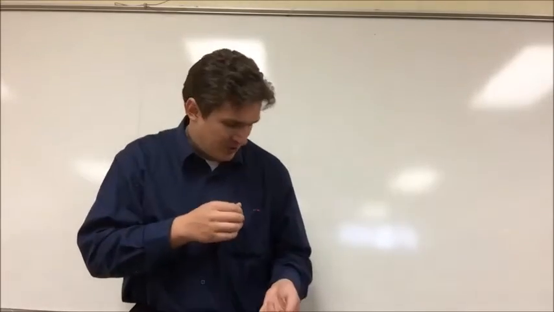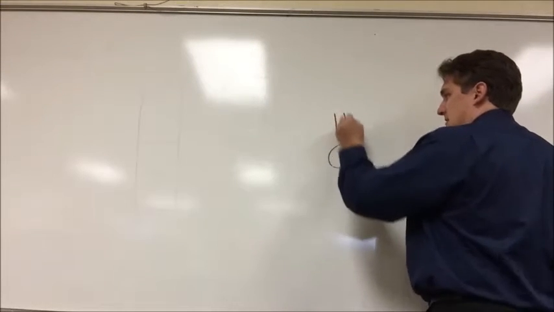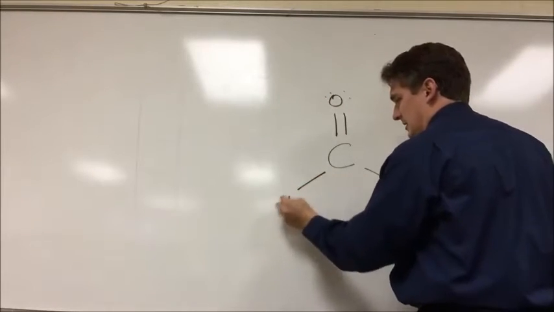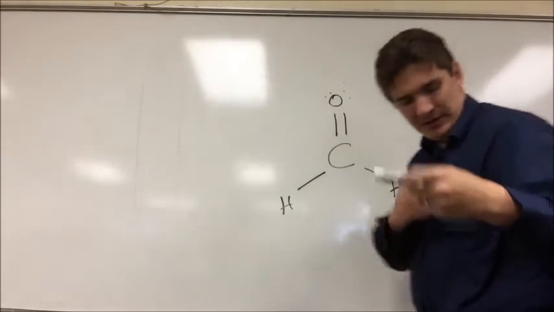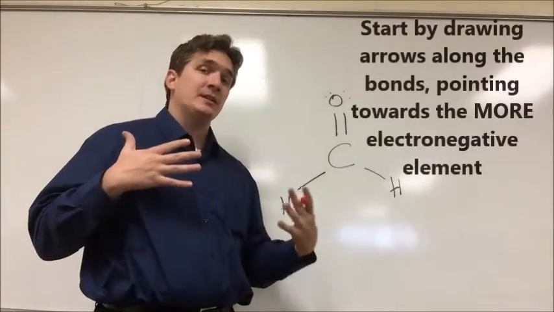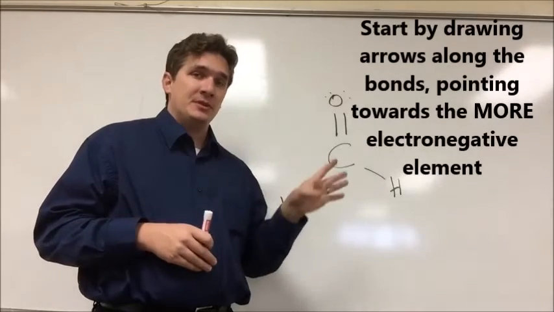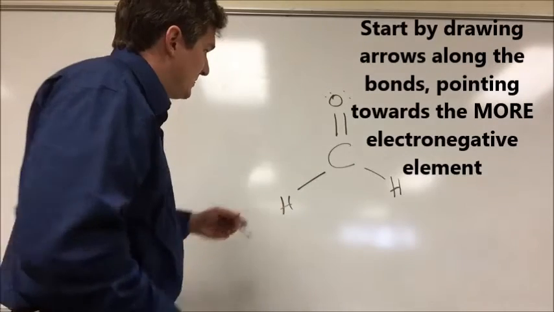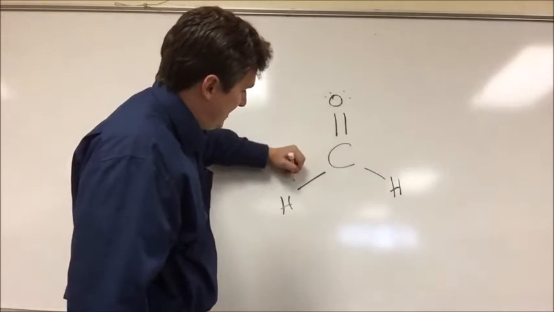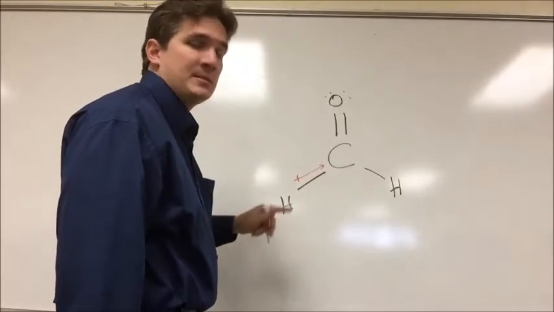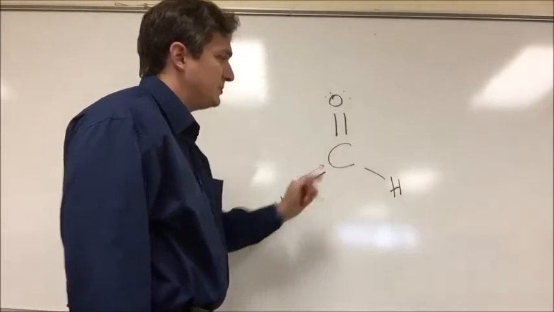So let's say we go back and we draw formaldehyde. We drew this in an earlier video. We've got COH2. Now what I like to do is draw arrows to point which way the net electrons are moving. I'm going to draw an arrow that points from the least electronegative element to the most electronegative element along a bond. So if it looked like hydrogen-carbon, hydrogen is my least electronegative element, carbon is my most electronegative element, so I'm going to have a movement of electrons from the hydrogen towards the carbon.